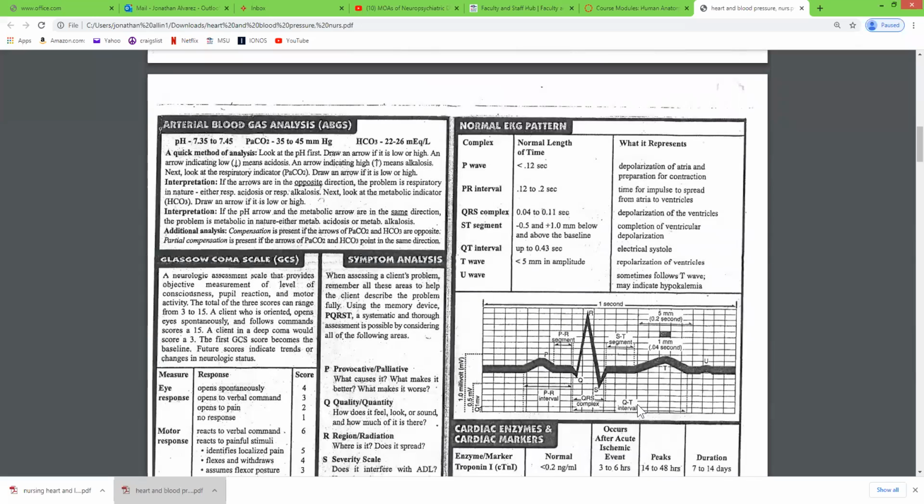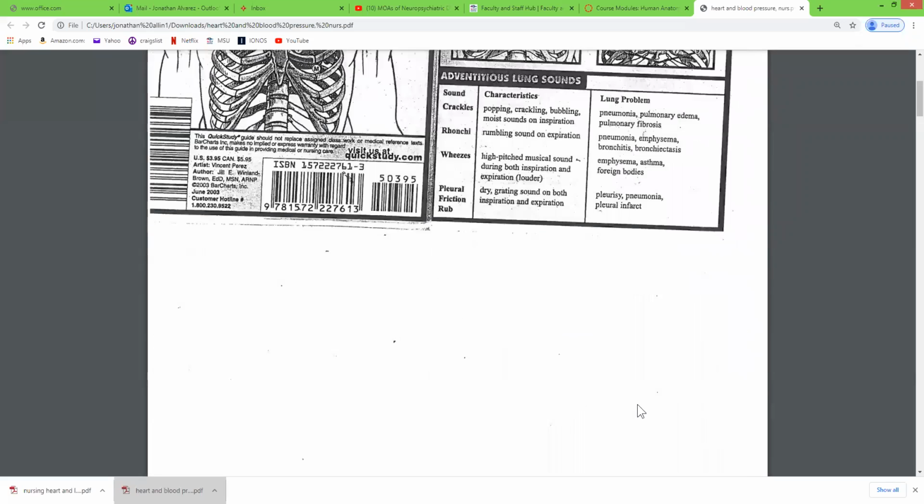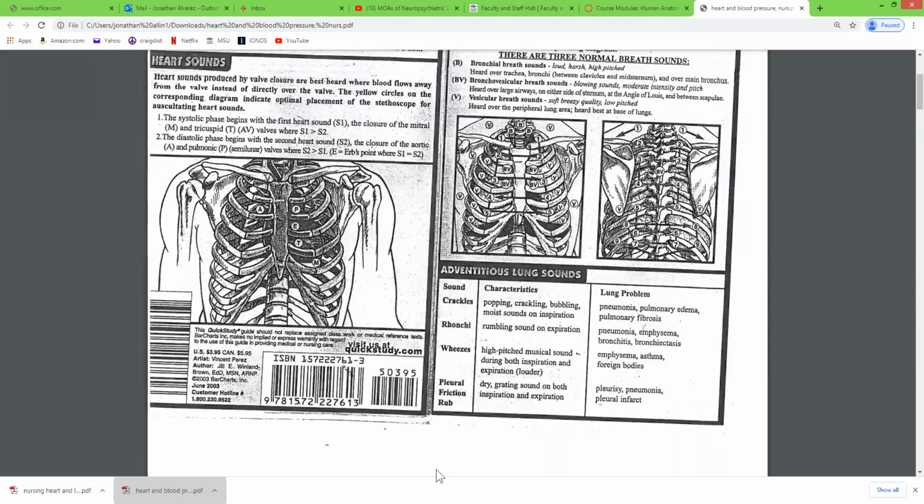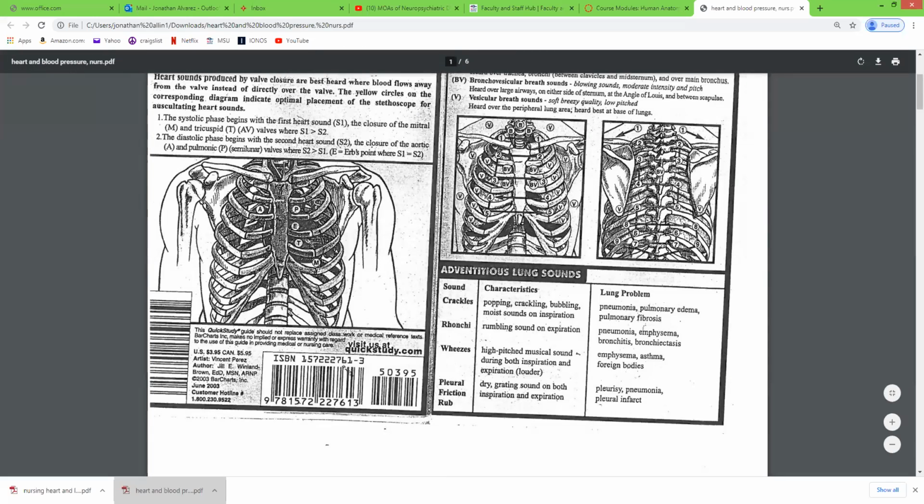All right, any questions on any of that? All right, let me do another screen share with you. This will be that second handout.